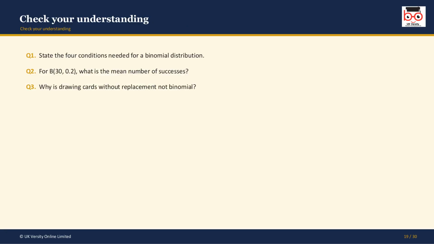Let's check your understanding. Can you state the 4 conditions needed for a binomial distribution? For B(30, 0.2), what's the mean number of successes? And why is drawing cards without replacement not binomial? Have a think before you carry on.